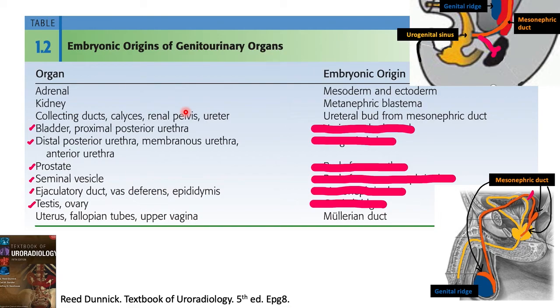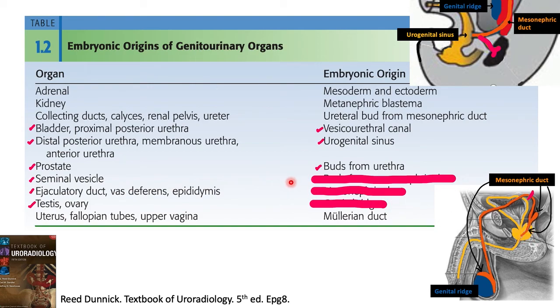So now going back to this table coming from our reference, the bladder and proximal posterior urethra comes from this structure here in yellow, the urogenital sinus, which then develops a vesico-urethral canal. Next, what about the distal posterior urethra, membranous urethra, and anterior urethra? These come from the urogenital sinus. The prostate comes from the buds coming from the urethra. Recall this drawing, urethra forming buds, and then becomes the prostate.